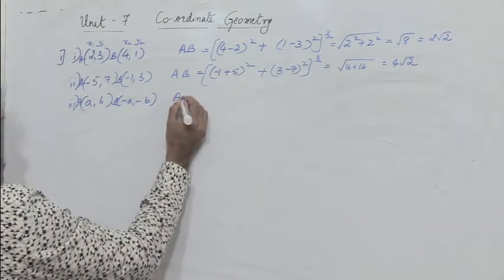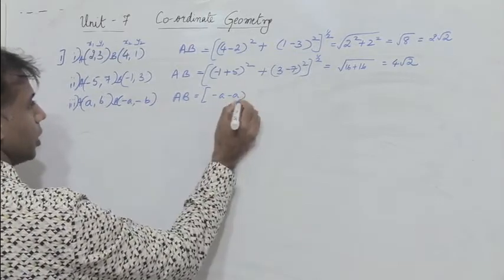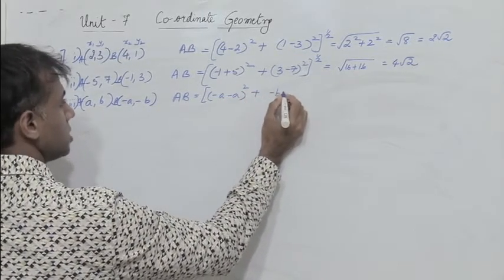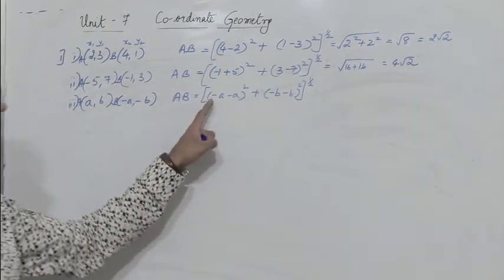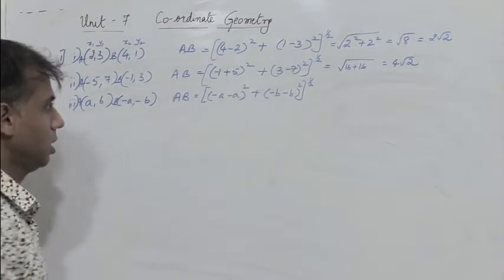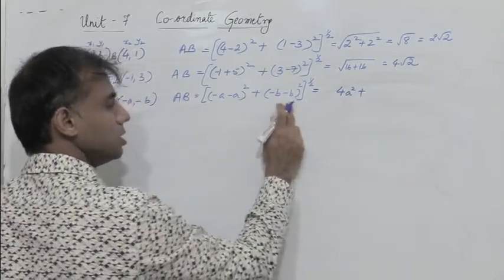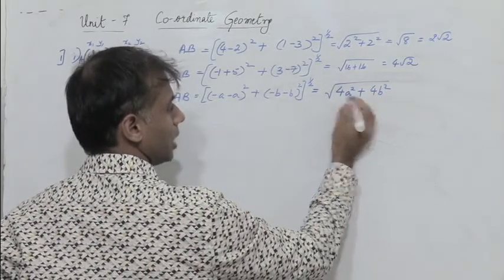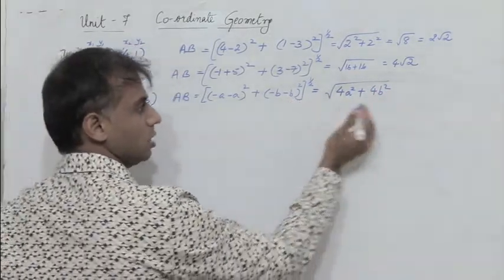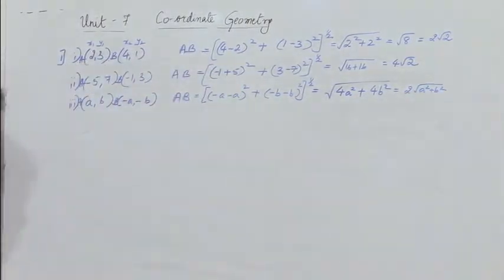The next one, here we have minus a the whole square plus minus b the whole square, the whole root. So this is going to be minus 2a square, which is nothing but 4a square, plus minus 2b square, which is nothing but 4b square, the whole root. So I can take 4 common, and I can take it outside the square root, so it becomes 2 into root of a square plus b square. So these are the distances between A and B for the first problem.